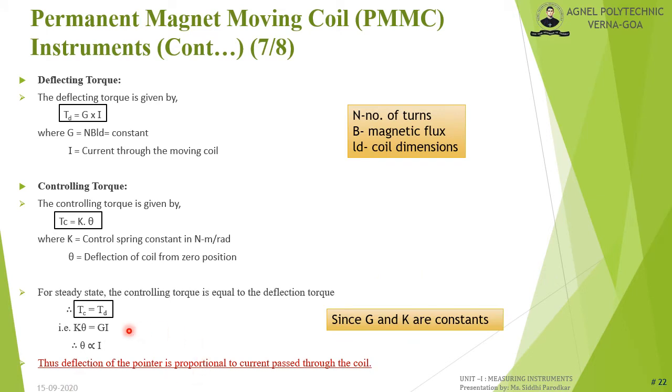We can prove that the deflection of the pointer is directly proportional to the current which is passed through the moving coil.